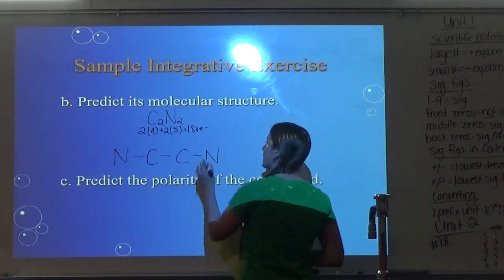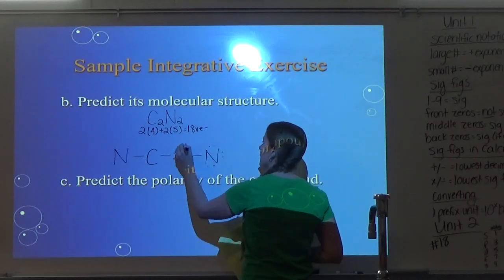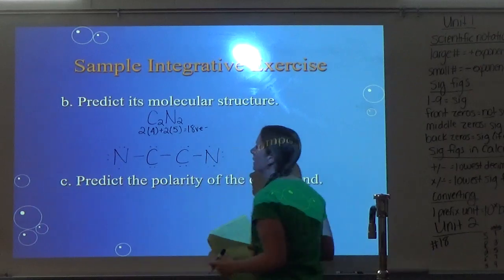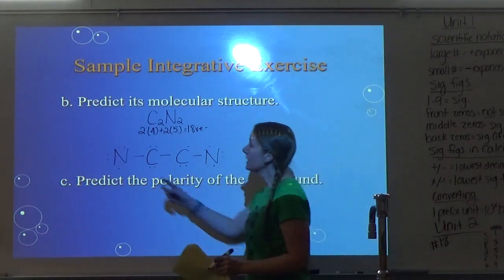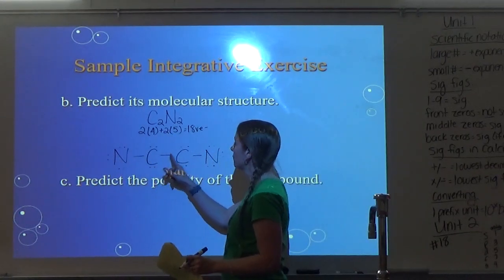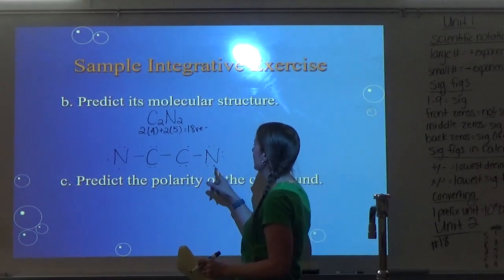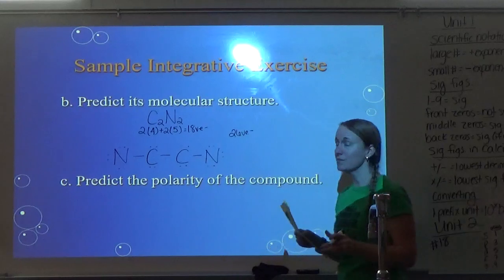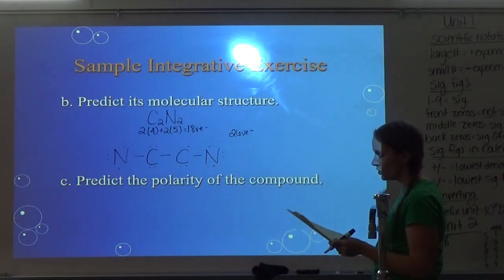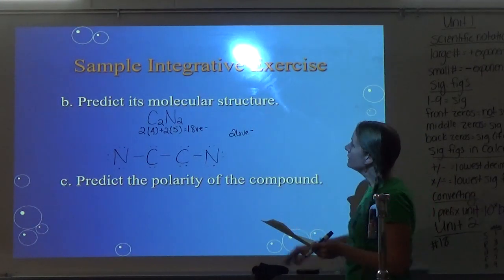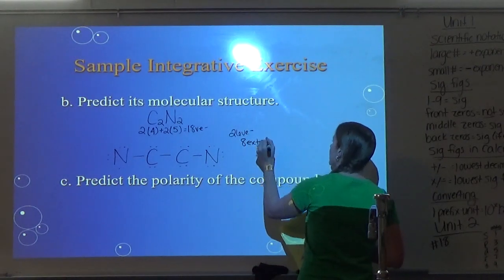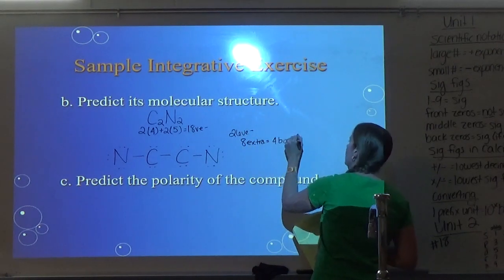Alright, so I got to make everybody stable. So N needs 6, C needs 4, C needs 4, N needs 6. So now let me check my total. I'm allowed 2, 4, 6, 8, 10, 12, 14, 16, 18, 20, 22, 24, 26. I'm allowed 18. I have 26 valence electrons. Alright, so I have a whole bunch too many. Let's see, I have 8 too many. 8 extra electrons equals 4 more bonds.